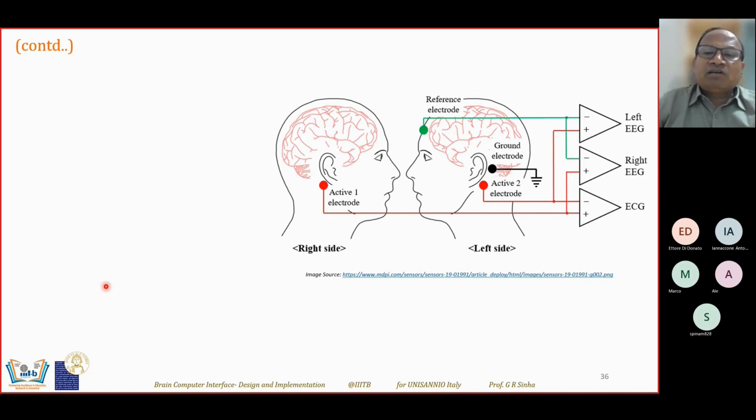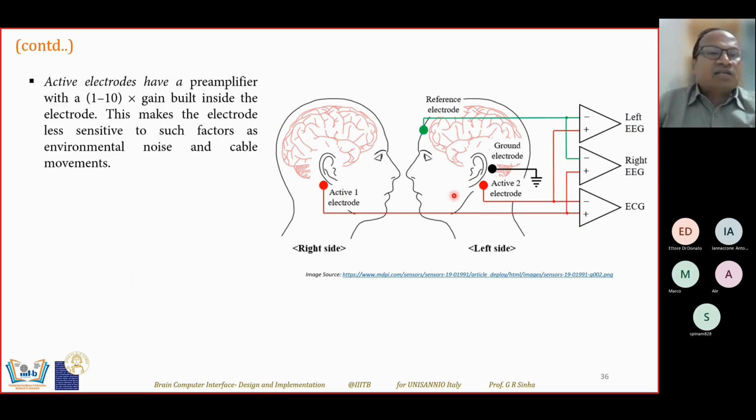I think we have already covered the active electrode. There is one more electrode. This is the same person, indicating two different points. This side one electrode and that side one electrode. The ground electrode is connected here, and this is a reference electrode. So you can get left EEG, you can get right EEG, and this is something related to ECG. ECG is generally electrocardiograph. So these are the two different points. Okay, we are interested in EEG.